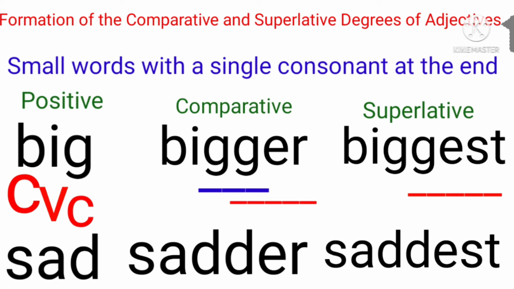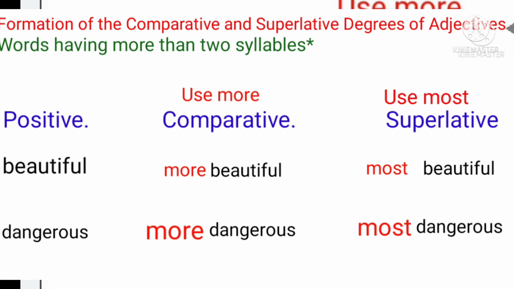Alright. Okay guys, let's move forward. As we are doing formation of the comparative and superlative degrees of adjectives, let us look at words having more than 2 syllables. Syllables means what, children? A syllable is actually a single unit of speech. The word is written here, syllables, so no need to get confused. It means a single unit of speech, either a whole word or one of the parts into which a word is divided. Like what we do, we break the words.